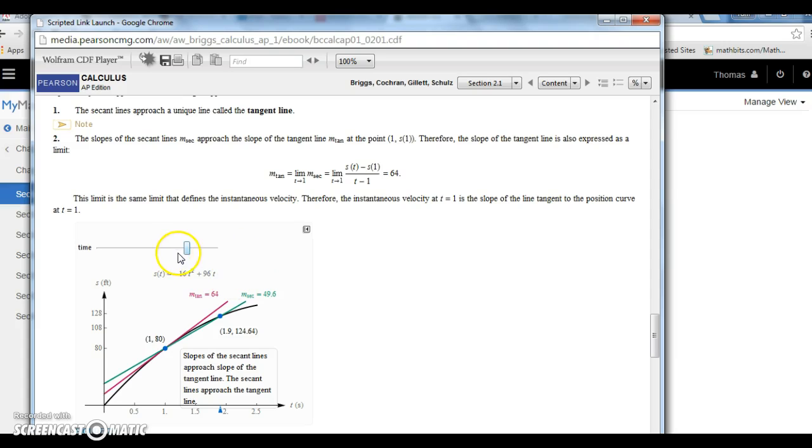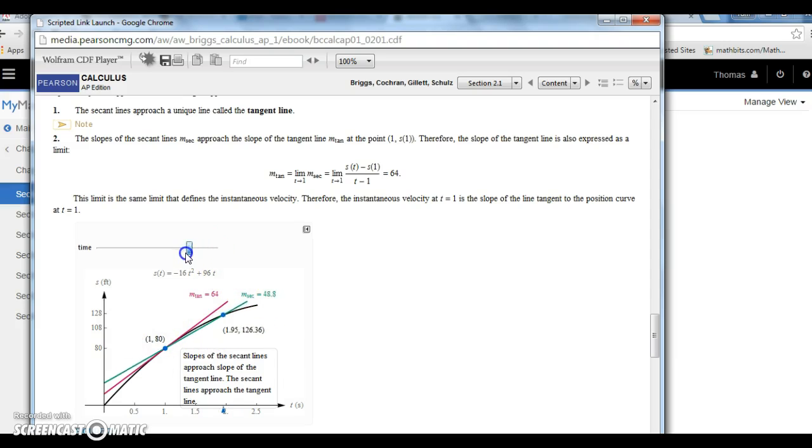Notice, here's t is 2.4, here's 2. Notice as t changes, here's t and here's the function value. This purple line, the tangent line, has a slope of 64. This blue dot is this t level. It's 1.9, 1.85, 1.58. Notice these secant lines have different slopes. This secant line here has a greatly different slope.